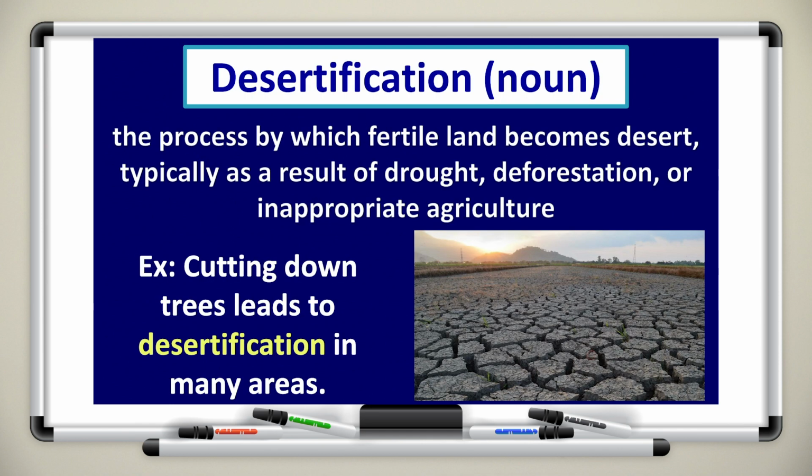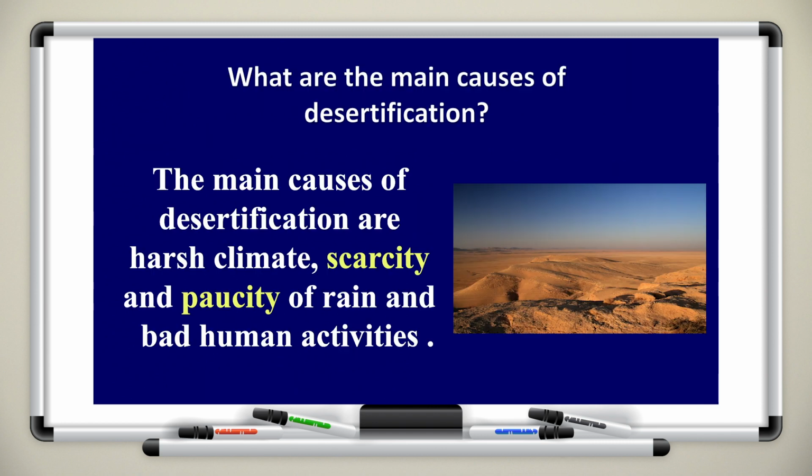Desertification means the process by which fertile land becomes desert. It becomes dry because of drought or deforestation or inappropriate agriculture, not taking care of the land. Example, cutting down trees leads to desertification in many areas. Now, what do you think causes desertification? The main causes of desertification are harsh climate, scarcity, paucity of rain, and bad human activities.